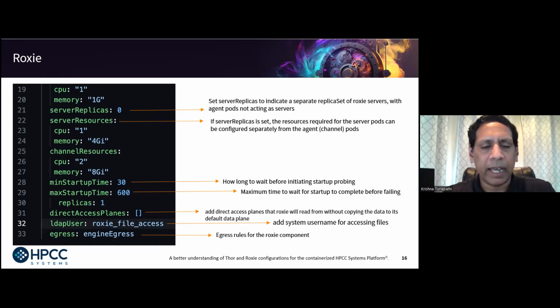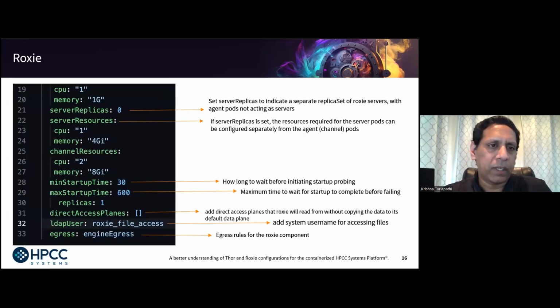Then you have direct access planes. You can add direct access planes that Roxie will read from without copying the data to its default data plane. Then you have the LDAP user. Add system username for accessing files. Then you have the egress rules for the Roxie component.